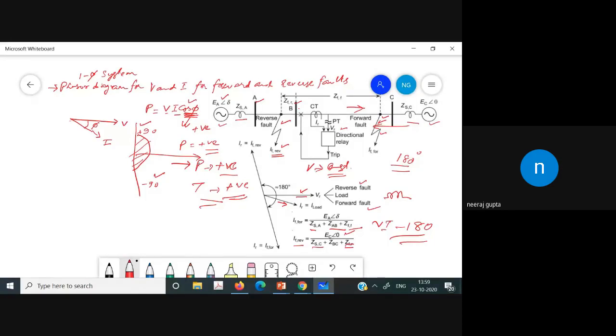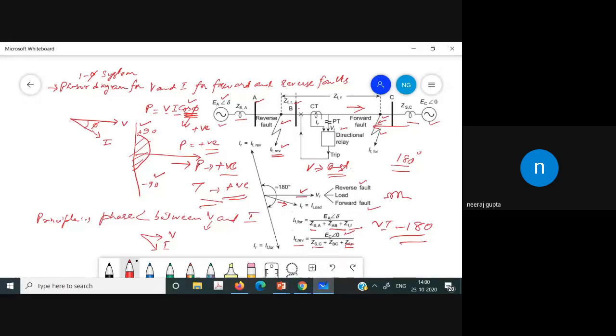And the main principle involved in this kind of relay is that it will compare the phase angle between voltage and the current, and voltage is taken as the reference. For the forward fault, let us suppose that we have the voltage here and current here. In that case, the power is positive.